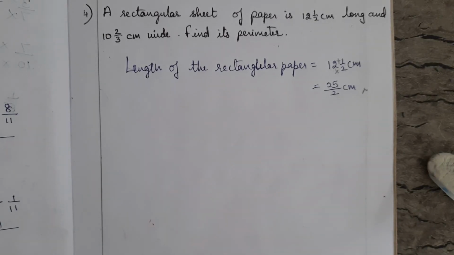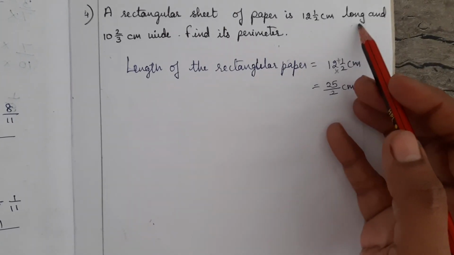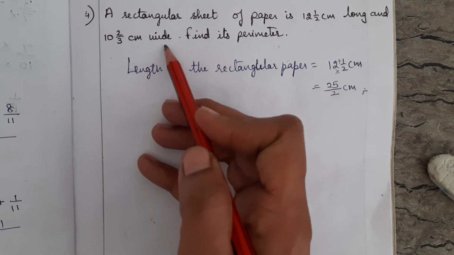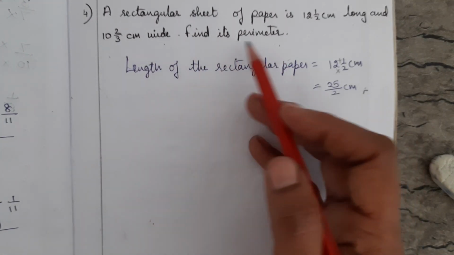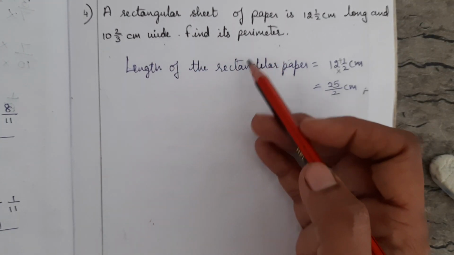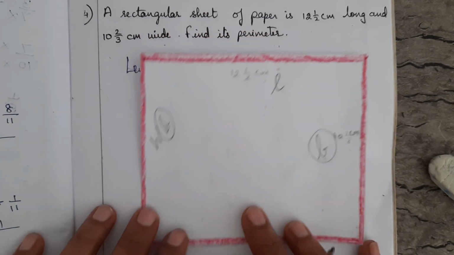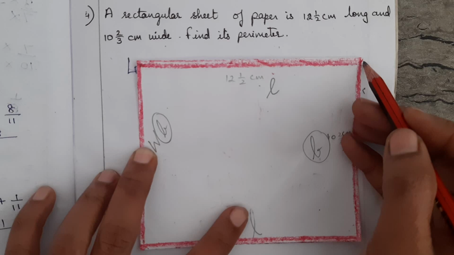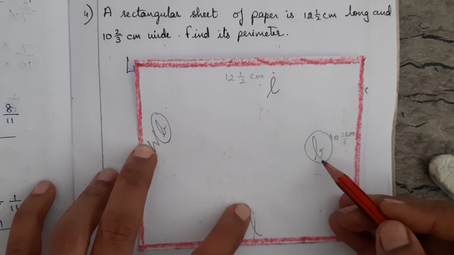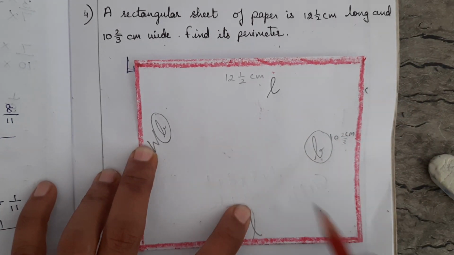A rectangular sheet of paper is 12 1/2 centimeter long and 10 2/3 centimeter wide. Find its perimeter. So we need to find the perimeter of the rectangular sheet of paper. Suppose this is a rectangular sheet of paper. This is the length and this is the width, or we can say breadth also. Both are correct.